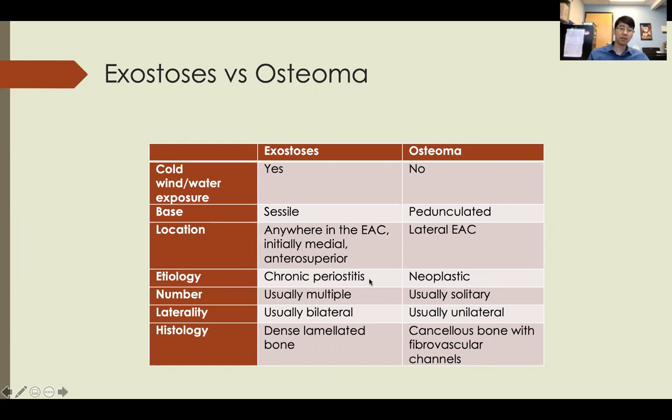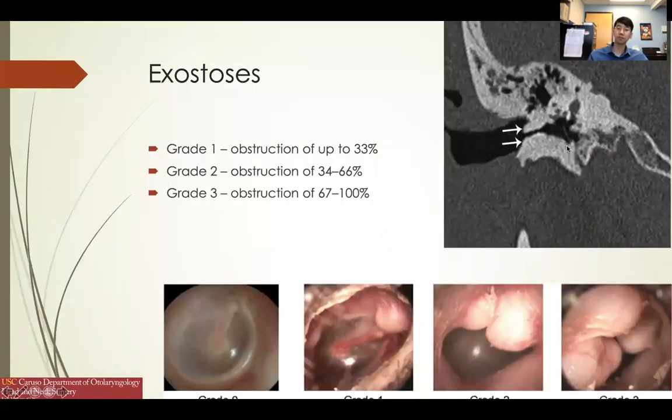For exostoses, the pathology is an underlying chronic periosteitis from the cold exposure, versus osteoma, which is actually neoplastic, benign. With exostoses you usually have multiple lesions versus a solitary osteoma. Exostoses are usually bilateral, osteoma is unilateral, which makes sense with being neoplastic. And exostoses on histology show dense lamella within the bone versus cancellous bone with fibrovascular channels for osteoma.